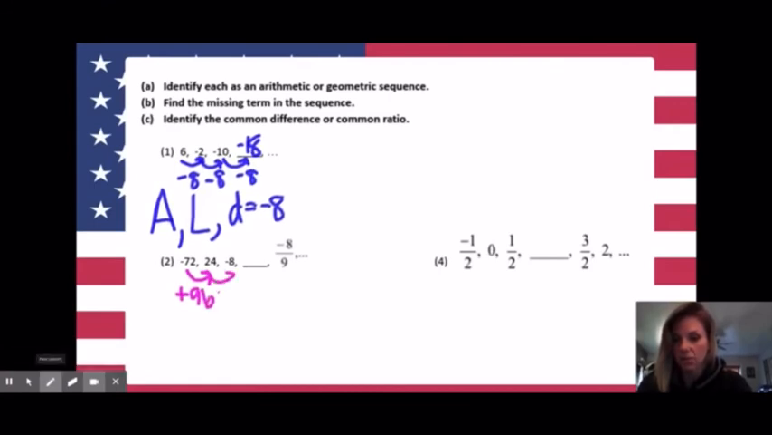Let's see if that pattern holds true. 24 plus 96 is not negative 8. 24 plus 96 is 120. So this is not arithmetic.